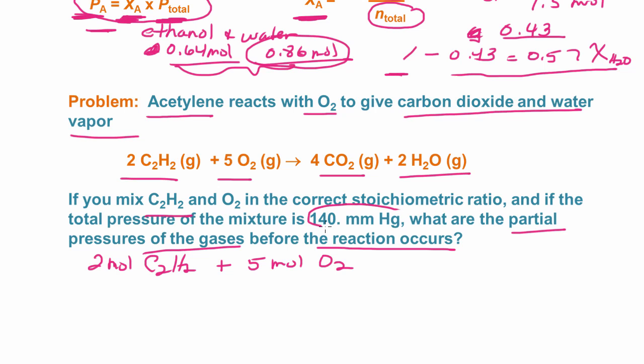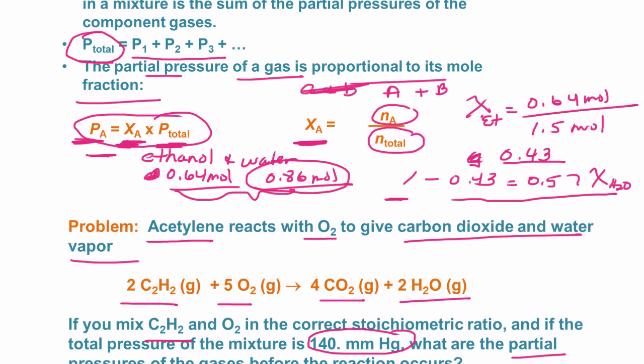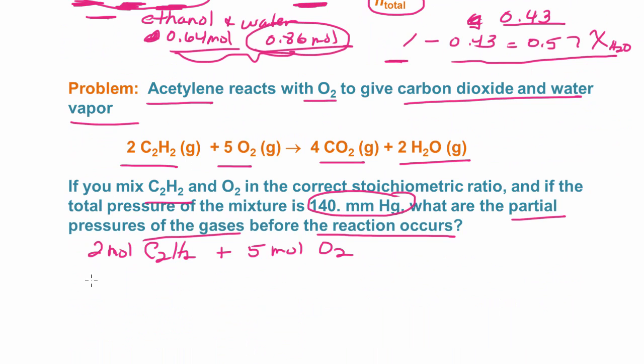The total pressure of the mixture is 140 millimeters of mercury. We need to determine the partial pressures of each of the gases. So the partial pressure of component A, or in this case, the partial pressure of the acetylene, is going to be equal to the mole fraction for acetylene times the total pressure.